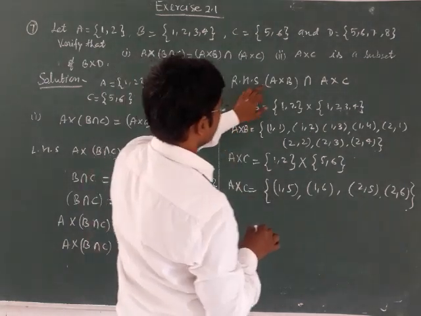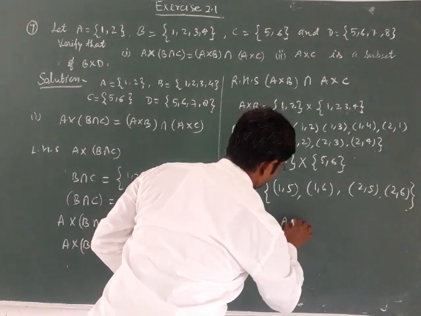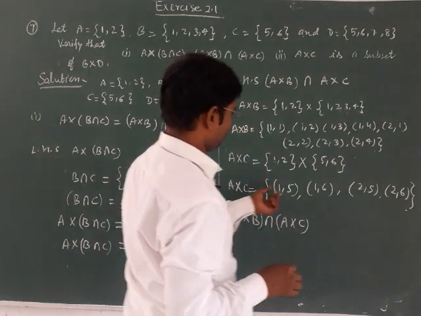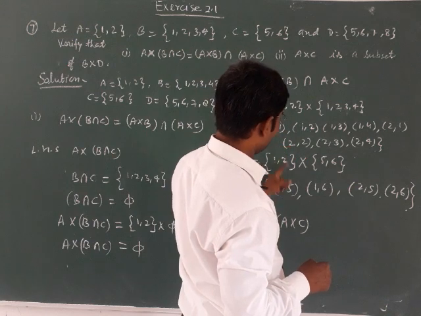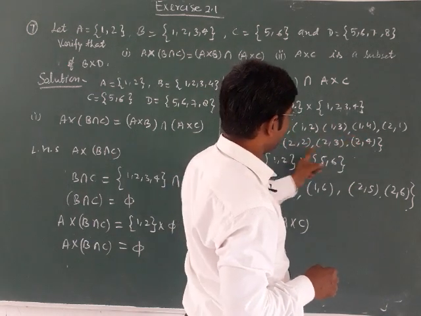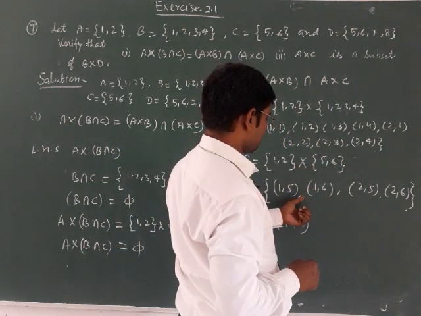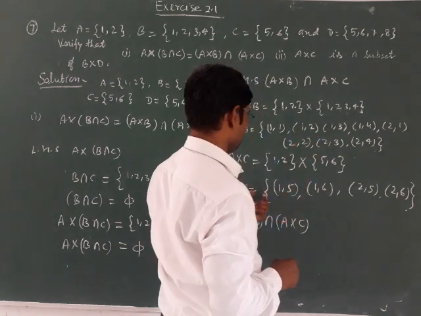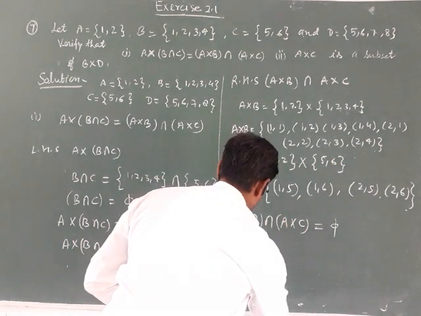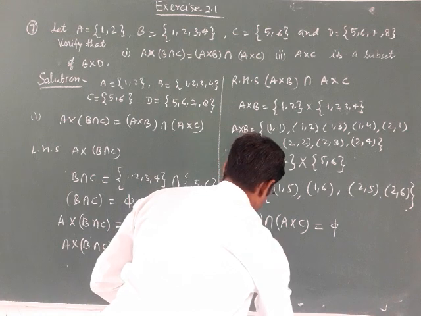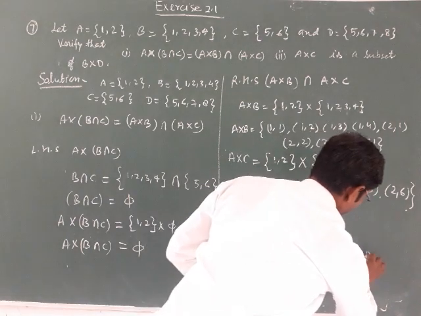So now RHS, (A cross B) intersection (A cross C). We take the common ordered pairs. So now 1, 1; 1, 2; 1, 3; 1, 4; 2, 1; 2, 2; 2, 3; 2, 4 do not exist in A cross C. So this is the empty set. So LHS is equal to RHS. Proved.